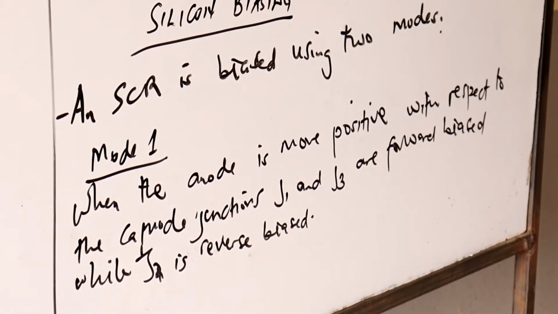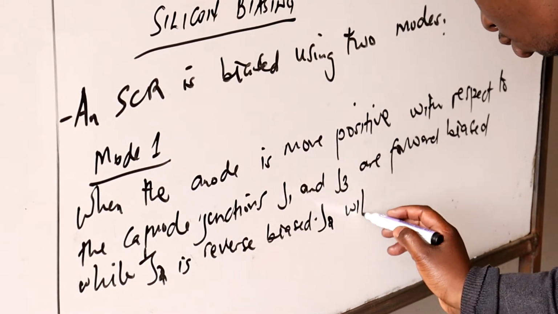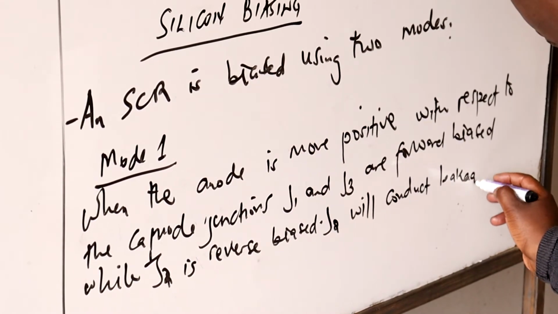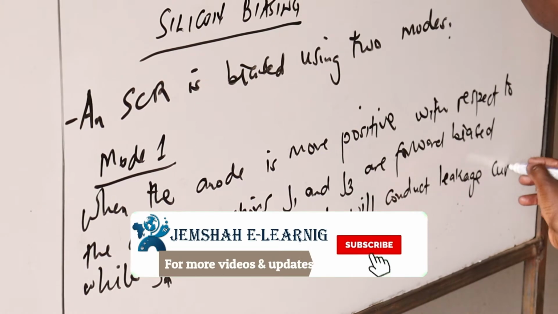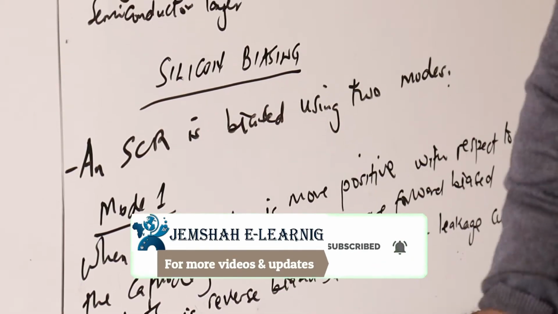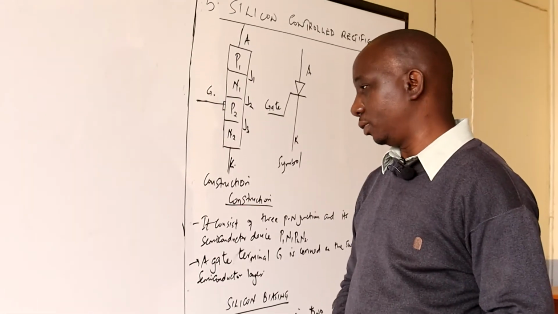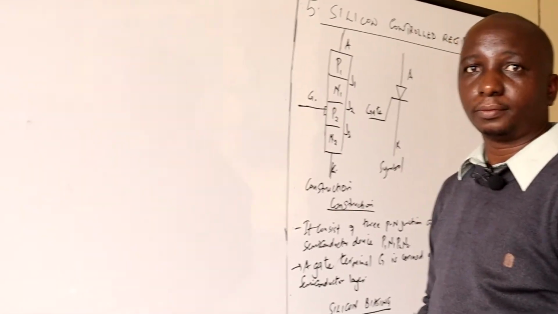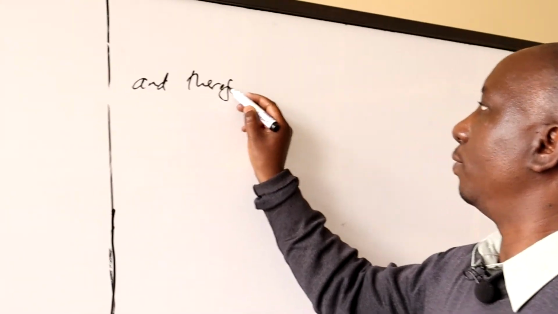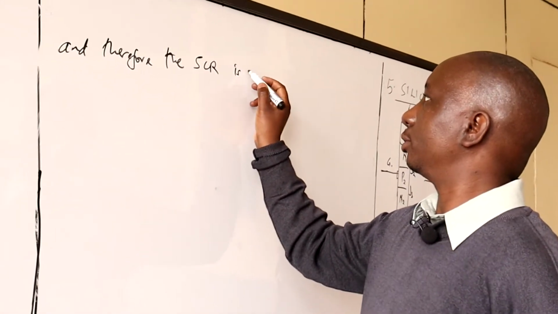So J2 will conduct leakage current. And therefore the SCR is off, because one of the junctions between them is not conductive.